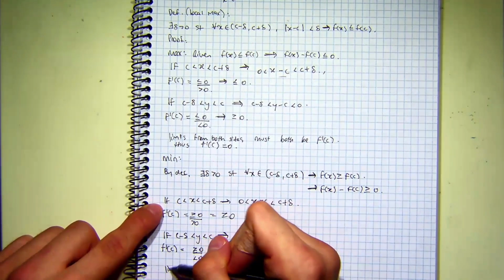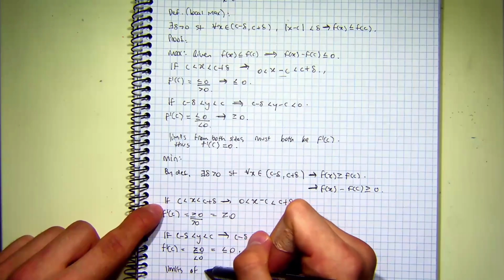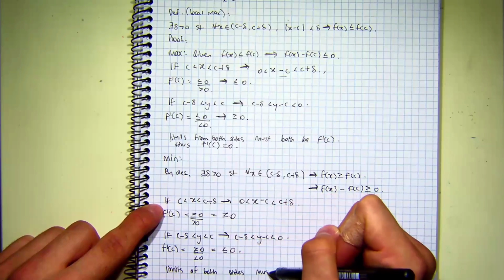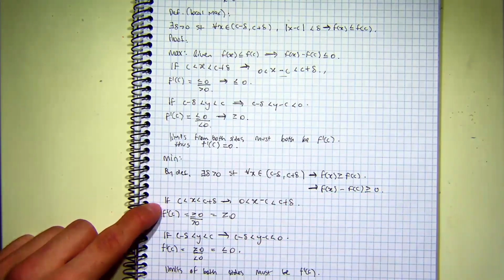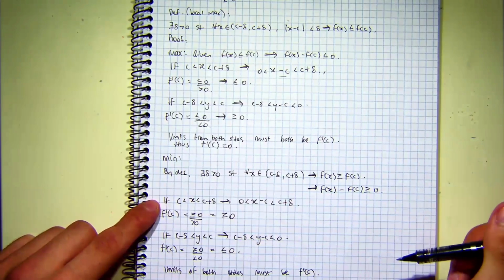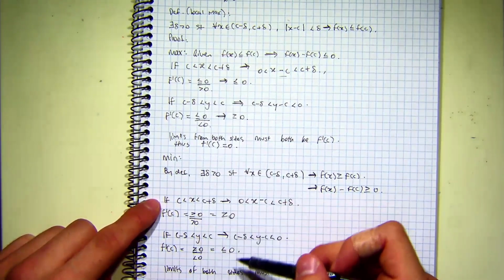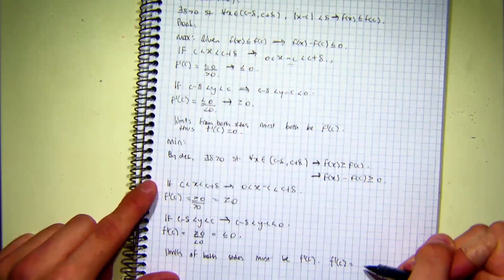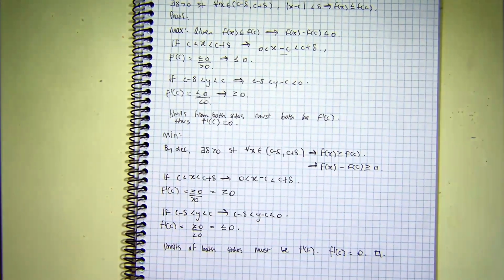And again, the limits from both sides must be equal as they're unique. And the only case where this holds, greater than or equal to 0 and less than or equal to 0, is where f prime of c is equal to 0 itself. And that's our proof for both cases.